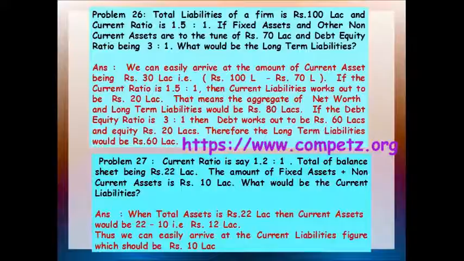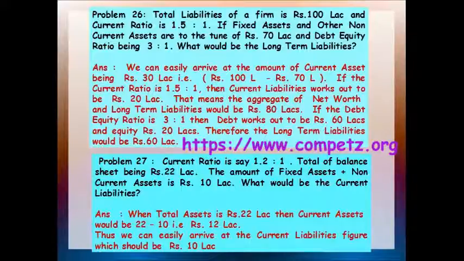If the current ratio is 1.5:1, then your current liabilities works out to be INR 20 lakhs. Just cross multiply, you will get the answer, which means that the aggregate of net worth and long term liabilities would be 80 lakhs. If the debt equity ratio is 3:1, then the debt works out to be rupees 60 lakhs and the equity works out to be 20 lakhs. Just multiply 20 into 1 is 20, 20 into 3 is 60. Therefore the long term liabilities would be rupees 60 lakhs.